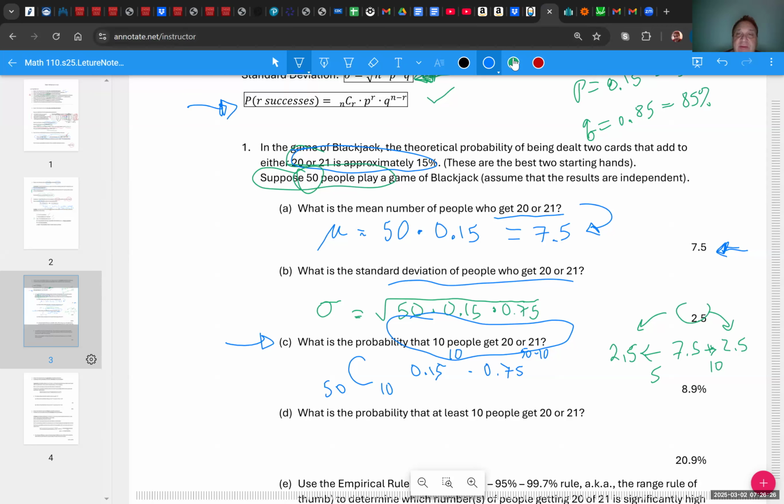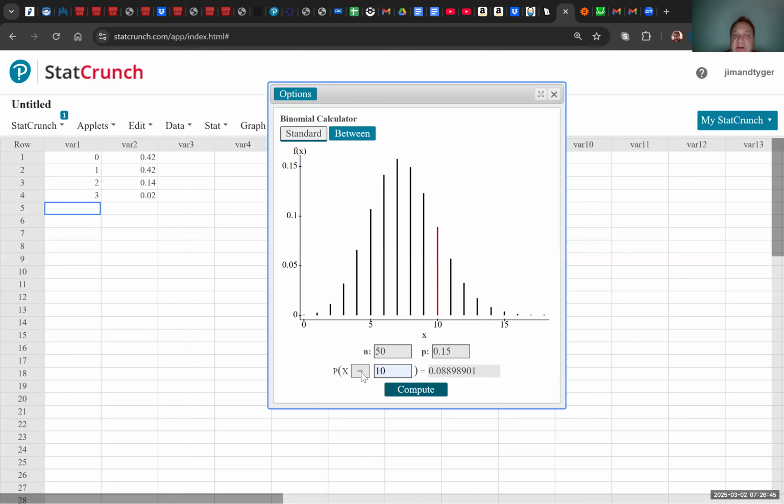What about my next question over here, which is what is the probability that at least 10 people get 20 or 21? Well, you may remember playing this game before. At least means that number or larger. So at least 10 people is 10, 11, 12, 13, that kind of thing. So I'll go back to my StatCrunch, and instead of saying the probability that X equals 10, I'll say the probability that X is greater than or equal to 10, right?